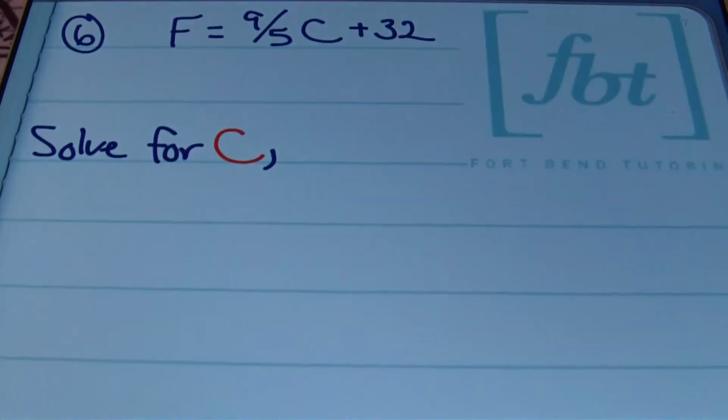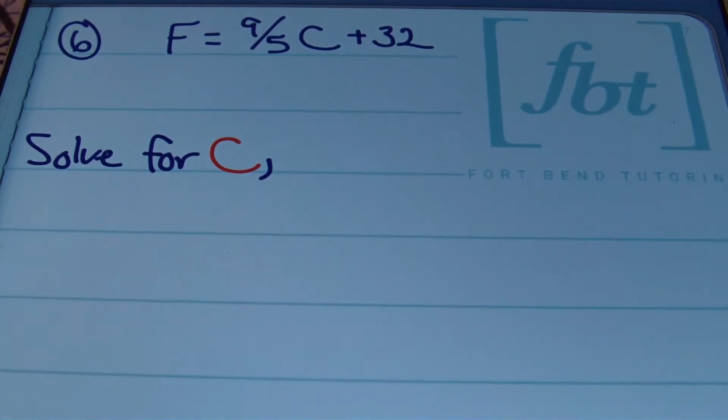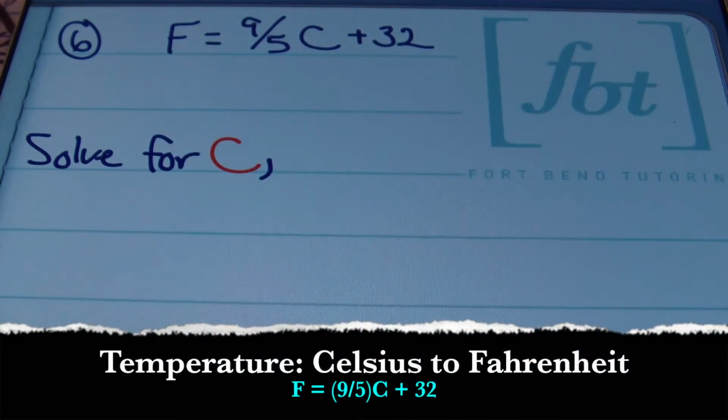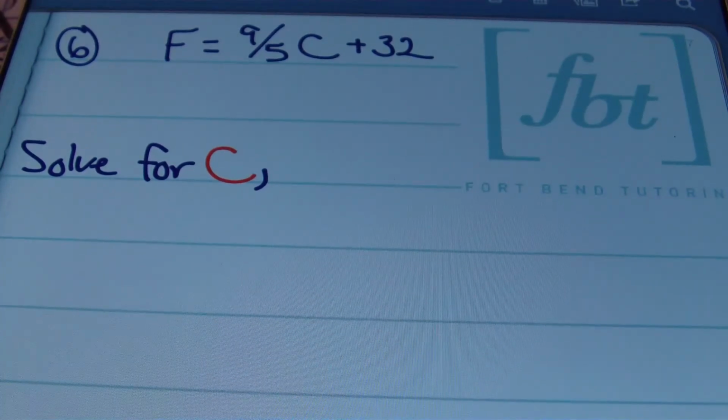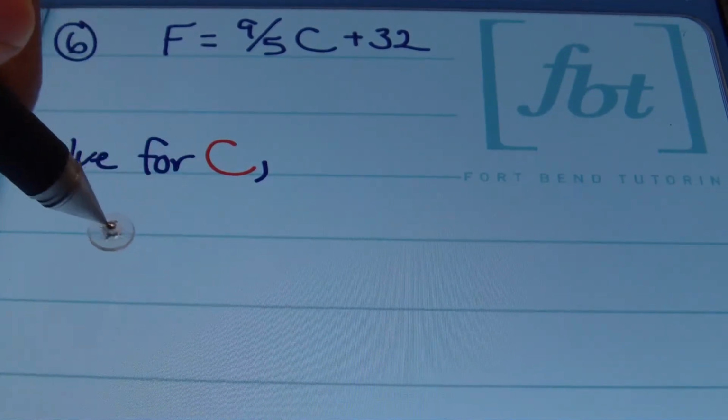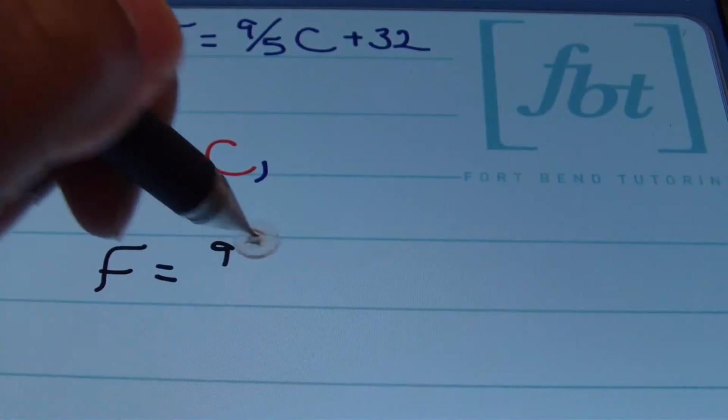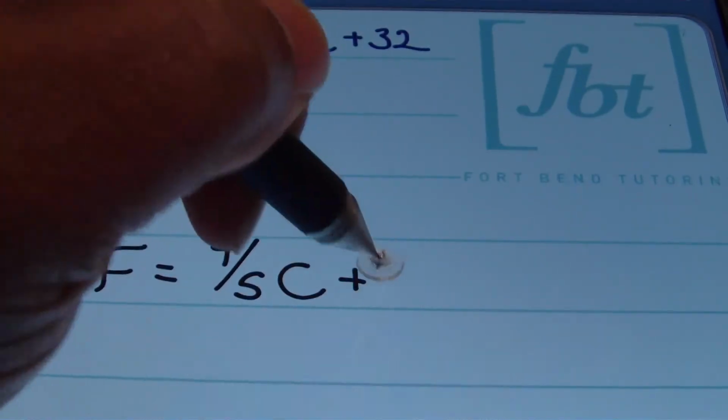In problem number 6, we have the formula for temperature to change the unit of measurement from Celsius to Fahrenheit. All right, this equation comes up quite a bit when you're dealing with formulas, ladies and gentlemen, so I'm glad we have it as part of the lesson today. So here we're asked to solve for C. All right, so let's do just that. We'll start by rewriting our formula. We have F equals 9/5 C plus 32.